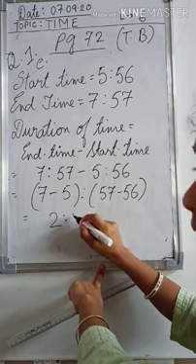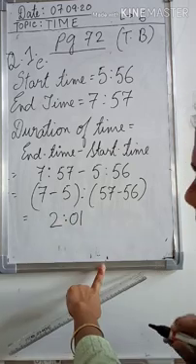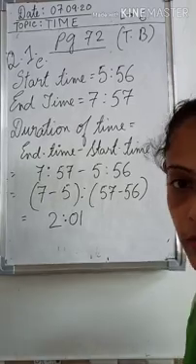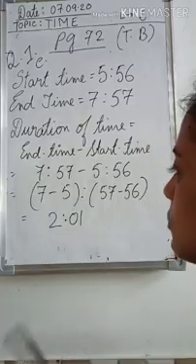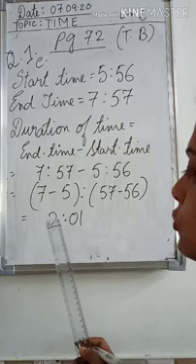So don't write only 1, make it 0, 1. If you write 1, it will mean 10. So that will be a wrong thing. So you write 0, 1. That means 1 minute, 2 hours.